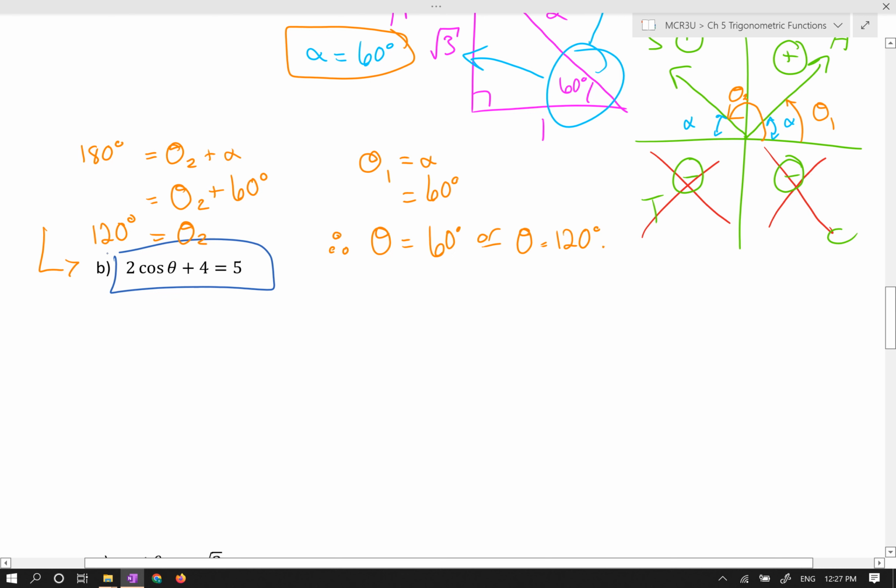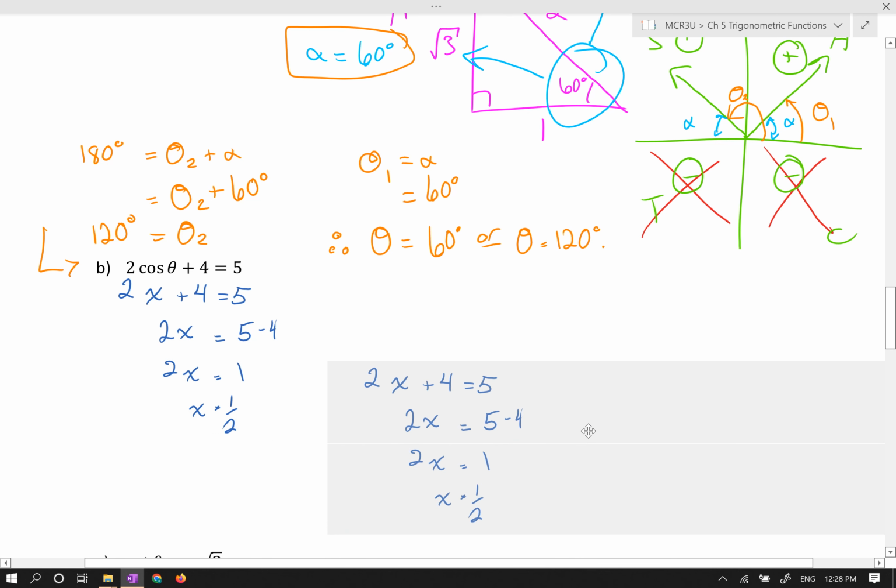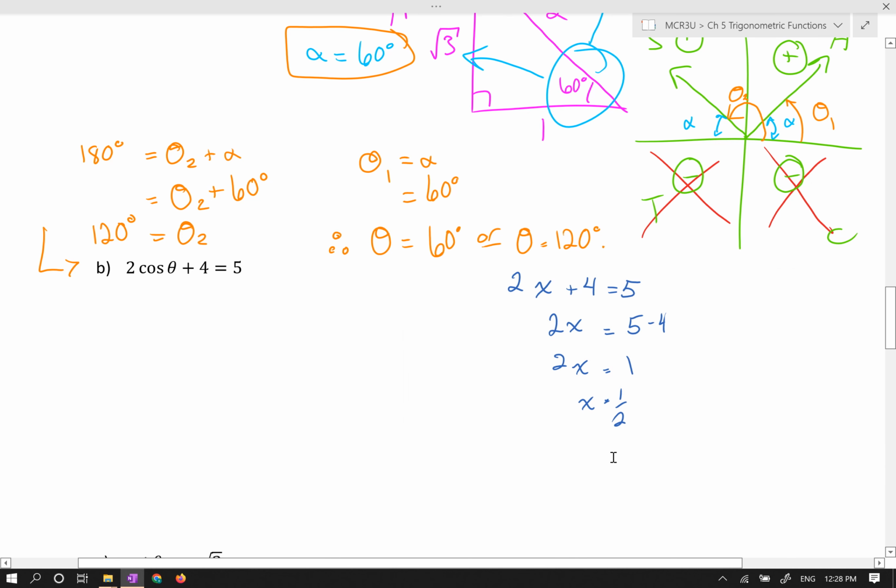So we could pretend that cosine of theta is an x. So we have 2x plus 4 equals 5. And I need to isolate for that x. So I'm working with 2x is equal to 5 minus 4. And that means that 2x is equal to 1. And that means x is equal to 1 over 2. Good, except the cosine of theta isn't necessarily x. So that's what our solution would look like if it were x, but it's not.